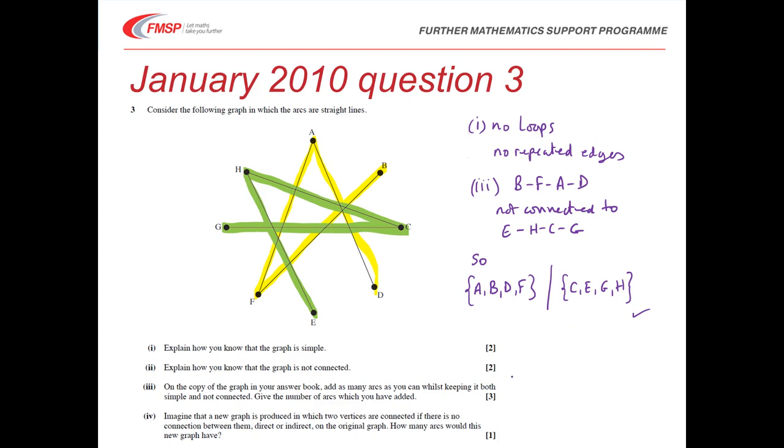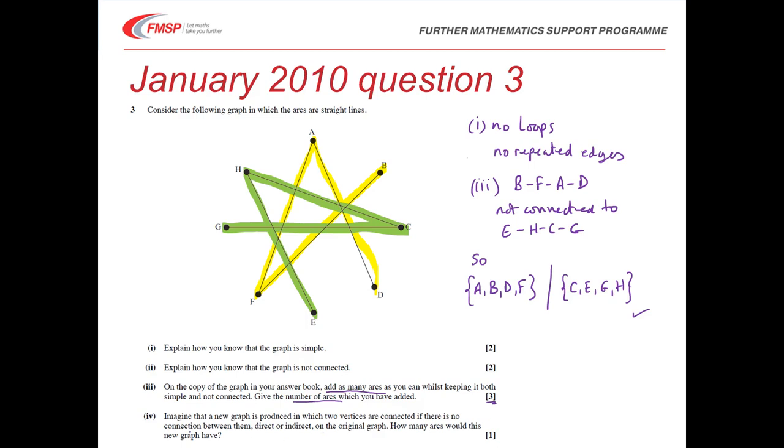Okay, let's have a quick read of questions parts 3 and 4 before I move on to the next slide. On a copy of the graph, add as many arcs as you can whilst keeping the graph both simple and not connected, and then give the number of arcs which you have added. Notice 3 points here.